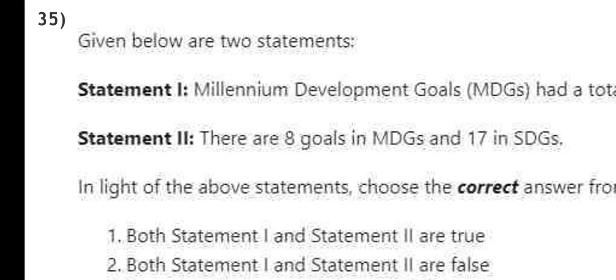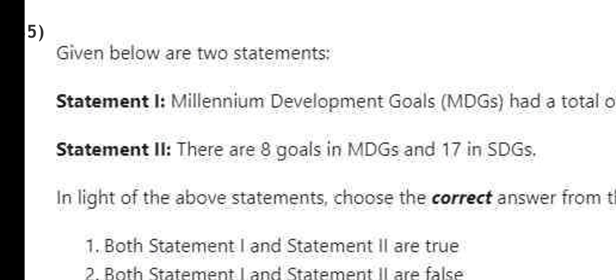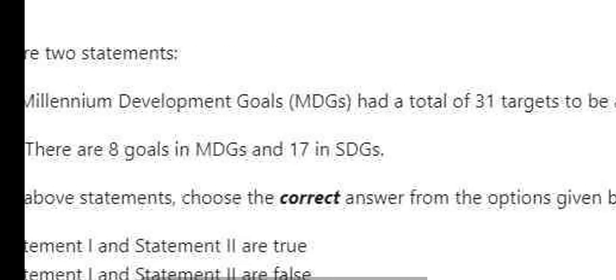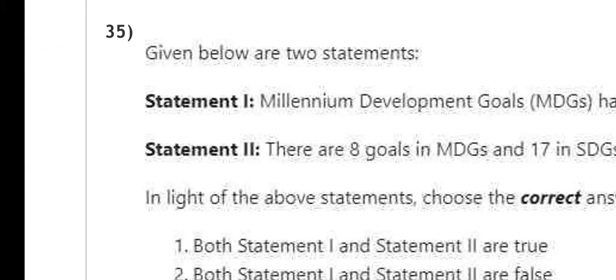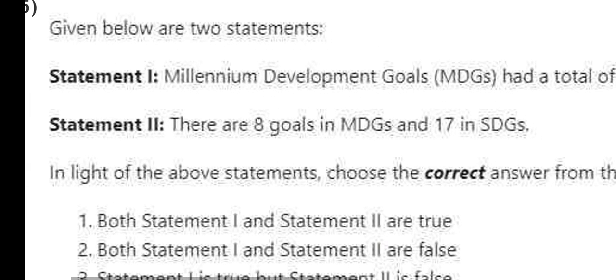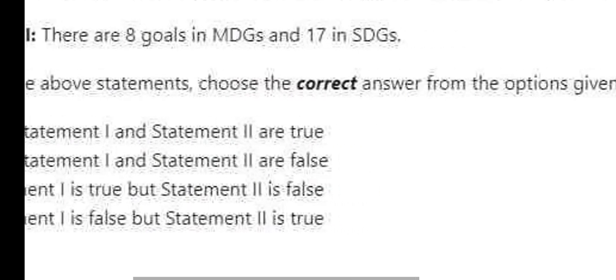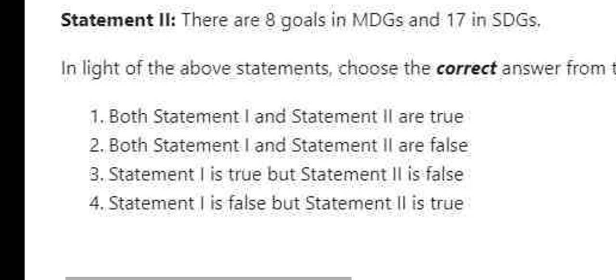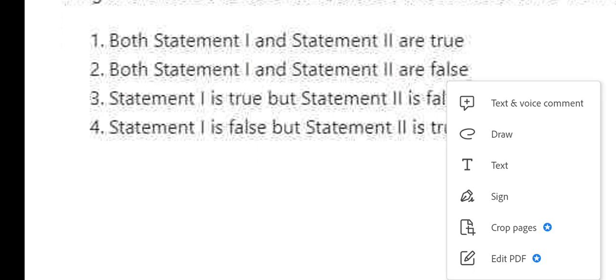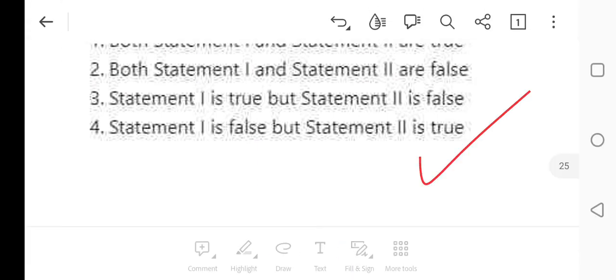Next question says, given below two statements. One says Millennium Development Goals, in short MDGs, had a total of 31 targets to be achieved by 2015. Two says there are 8 goals in MDGs and 17 in SDGs. In light of the above statements, choose the correct answer from the options given below. 1 and 2 are true, 1 and 2 are false, 1 is true, 2 is false, 1 is false, but 2 is true. So it will be 1 is false, but 2 is true. So number 4 will be correct for us.